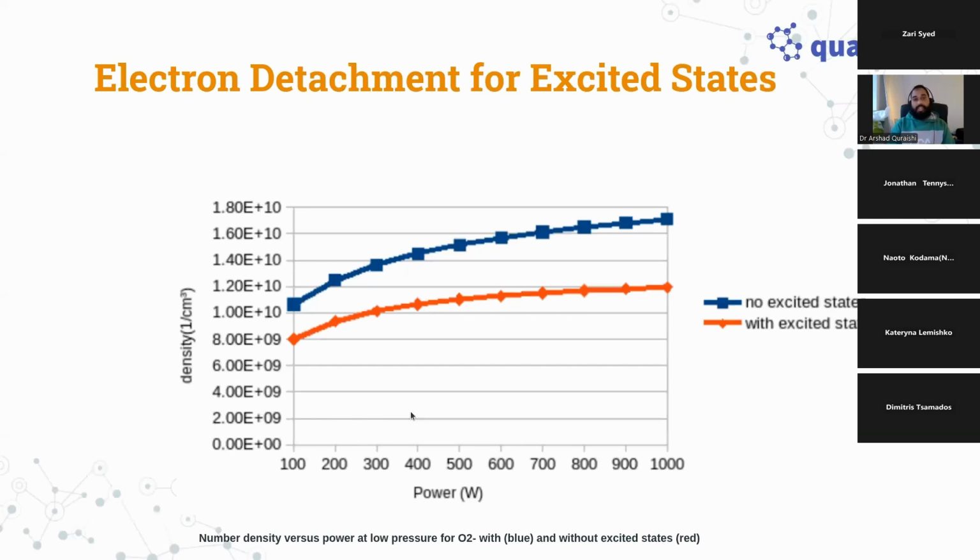So this figure shows the electron detachment for the excited case for O2 negative ions. So this is number density versus power. The blue line shows the O2 negative without excited state, and the red line shows the O2 negative with the excited state. So the presence of excited states makes the species unstable, and it has more tendency to lose an electron by electron detachment. So that's why its ion density comes down, and this is not the case for the ground state, and its density remains higher.